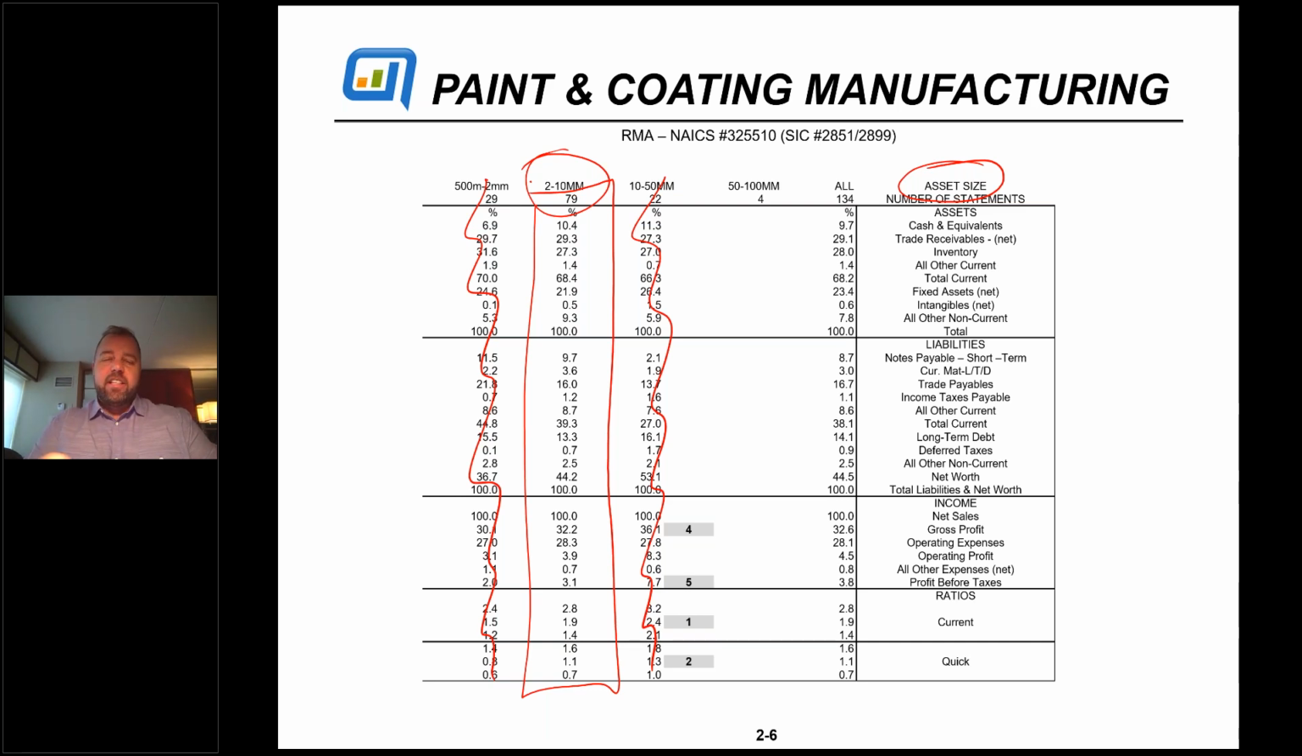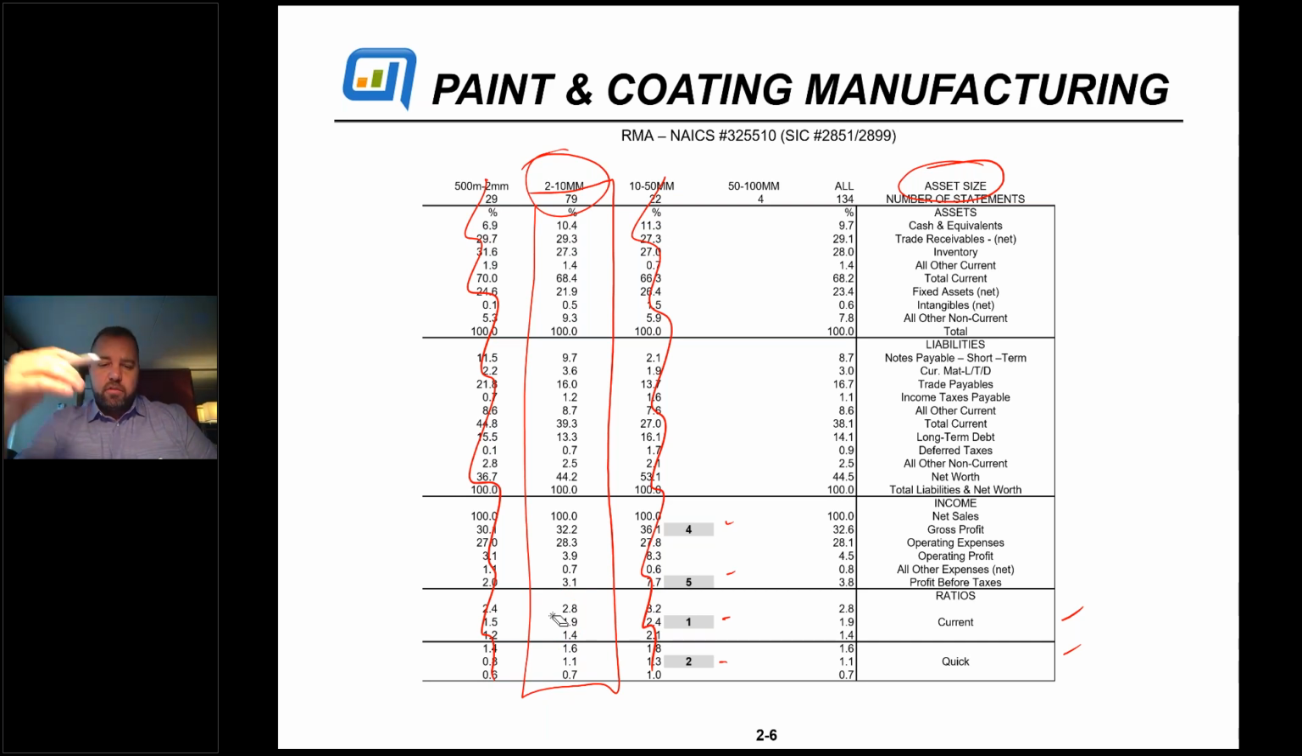And to make it easy, if you download this slideshow and you print it out, these shaded boxes correspond with the actual ratios that I'm calculating. So in this case, number 1, number 2, we already know is quick and current ratio. Here they are. And if you notice on these two ratios, there's 3 numbers in each box.